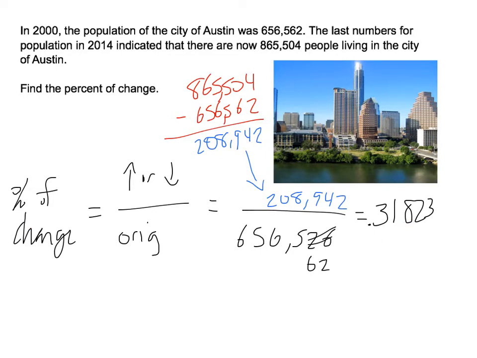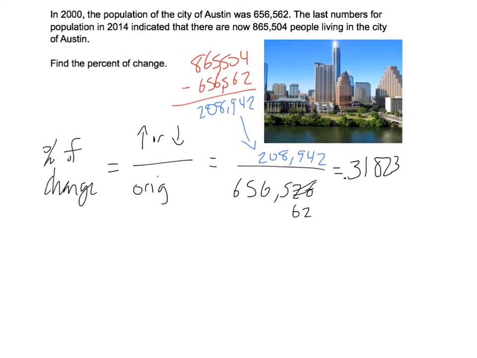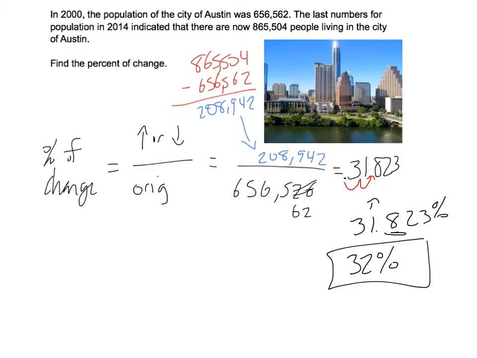This is a decimal, but we're going to need to turn it into a percent. How do we do that? Move the decimal two places to the right, and I'm going to round to the nearest percent. You get 31.823%, and we're going to round to the nearest whole, so because that is an 8, the one's going to go up: 32%. Okay, and is that an increase or a decrease? It's an increase of 32%.